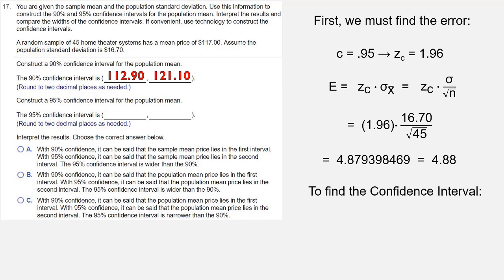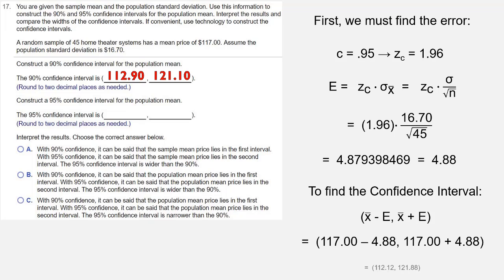To find the confidence interval, we take the sample mean and subtract the error, and then we take the sample mean and add the error. So that's x bar minus e and x bar plus e. So we have 117 minus 4.88 and 117 plus 4.88, which results in a 95% confidence interval of 112.12 to 121.88. And that is your 95% confidence interval.